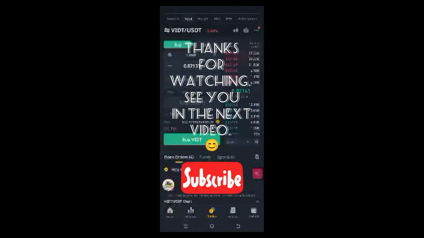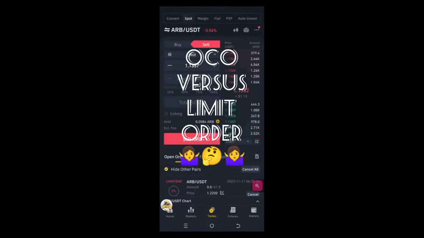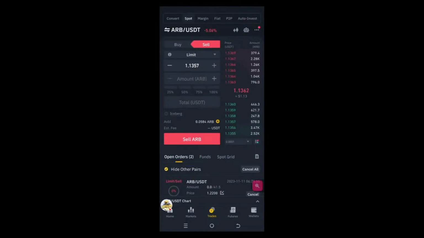Okay, that's great. So we're going to ship out our profit right about now. OCO versus limit order. Why would I go for that, right? So limit order gives me an opportunity to set the amount I want to get. Okay, now you need to understand it. Limit order gives you an opportunity to set an amount that you want to get. So you set that amount, right?